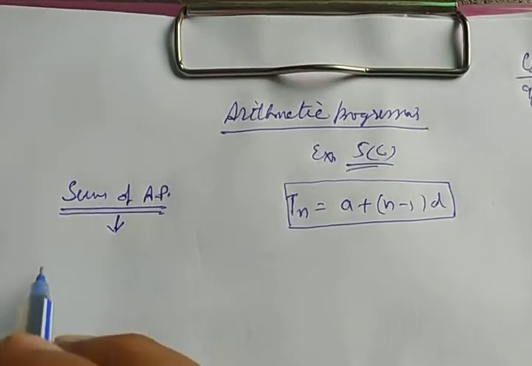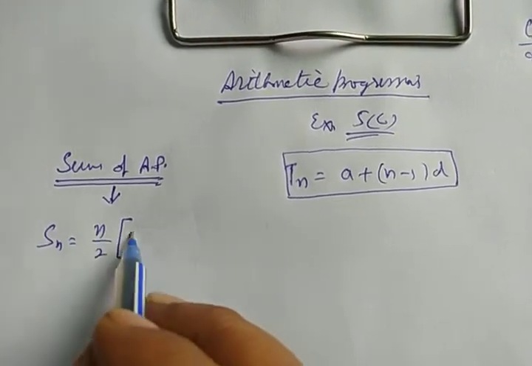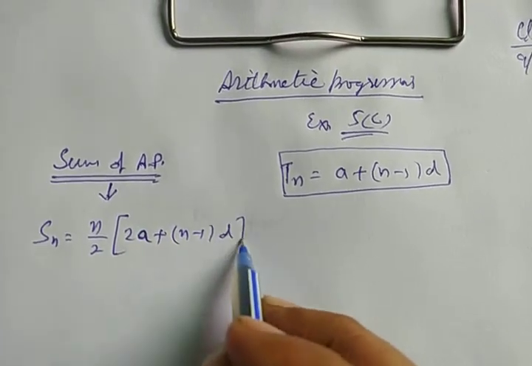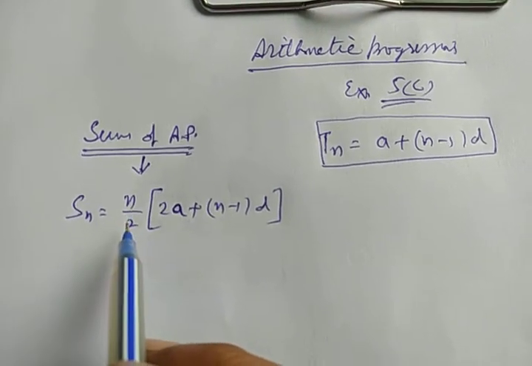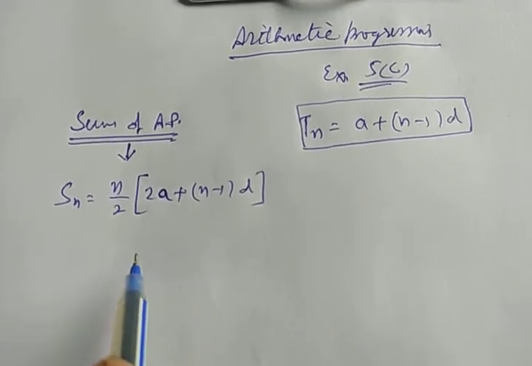The formula for the sum would be Sn is equal to n upon 2 into 2a plus n minus 1 into d. In this formula you require the number of terms, how many terms you have to add, the first term and the common difference, and you will get the sum. Let us take an example.